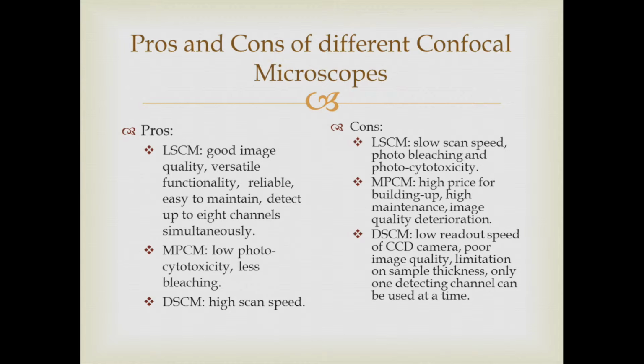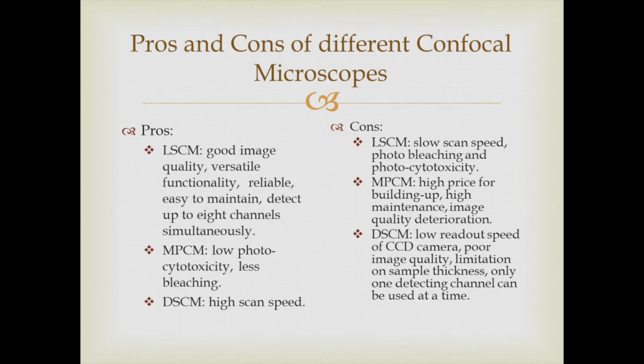The multiphoton microscope has low toxicity because it only focuses the lasers onto a single point, unlike the laser scanning microscope, which illuminates the entire length of the sample. It also allows for less photobleaching and is an ideal candidate for living cell imaging. The disc scanning microscope, despite having similar functionality to a laser scanning microscope, has a high scanning speed. The substitution of the laser to visible light, as mentioned before, can be used to reduce phototoxicity.